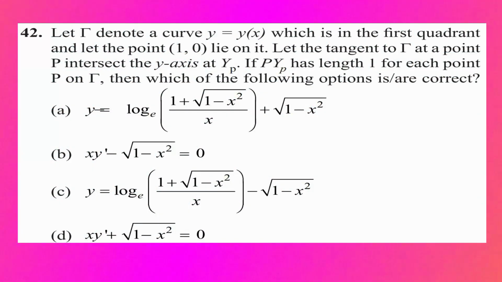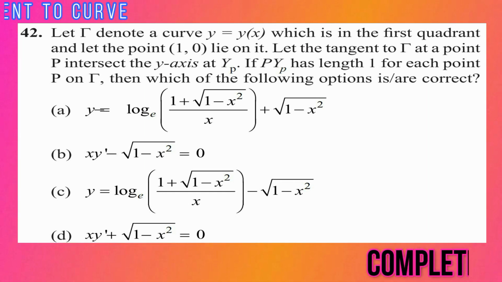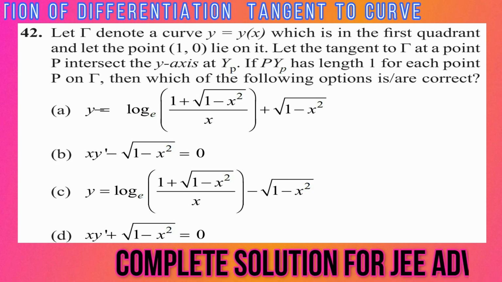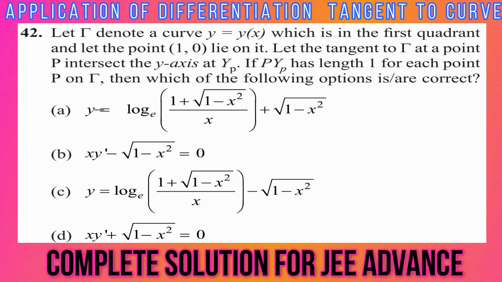Here in our question, we are given that tau denotes the curve y equal to f(x), which is in the first quadrant, and the point (1, 0) lies on it. So the point (1, 0) lies on our tau, meaning x is 1 and y is 0. That means y equals 0 is the equation of the x-axis. The tangent to tau at a point P intersects the y-axis at Y_P.